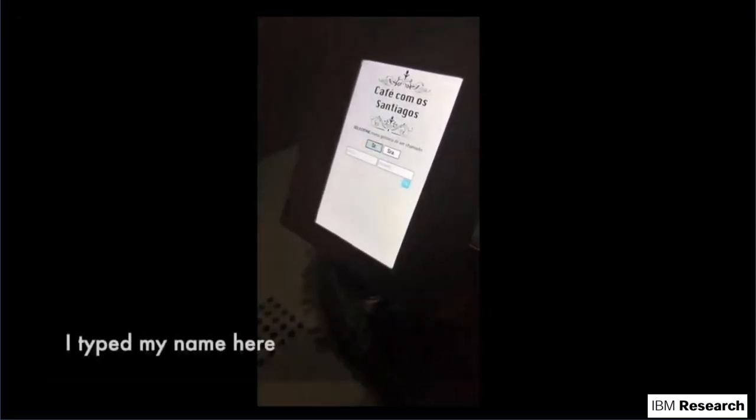This is a guide from the museum, and he is explaining how to use it. It's Santiago because of the surname of the characters. So they add their name.